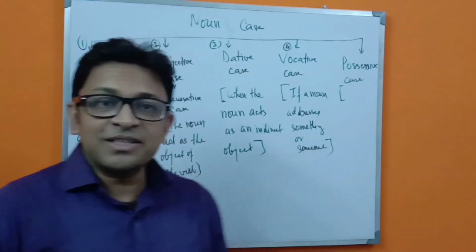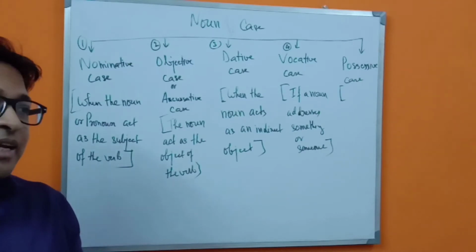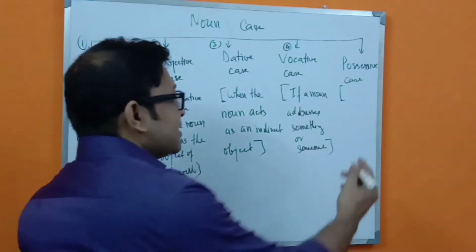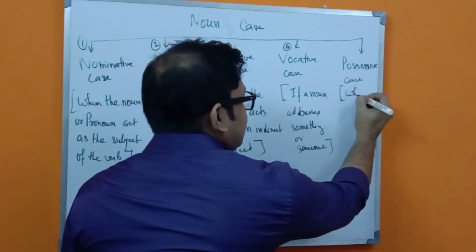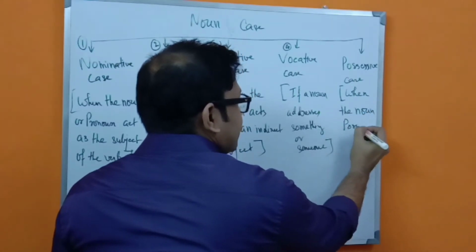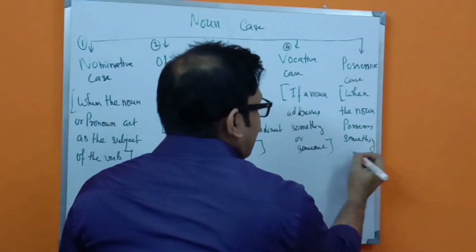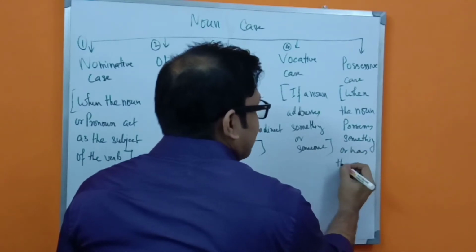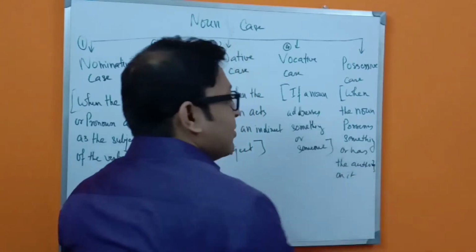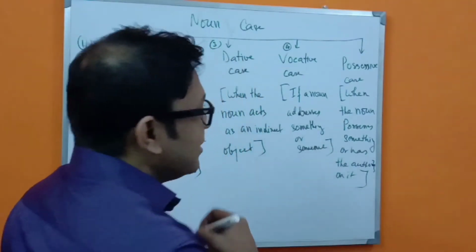So what is possessive case? When the noun possesses something, or it belongs to him, or it is the authority of that person, or it is the kind or the origin. So here, when the noun possesses something or has the authority on it, or maybe it's the origin of it or its kind, all these things are possessive noun.